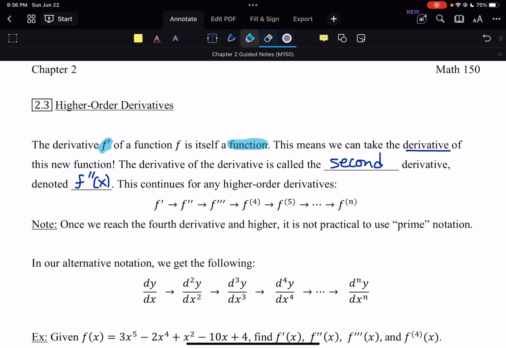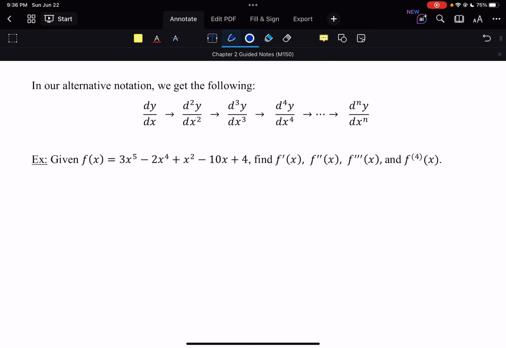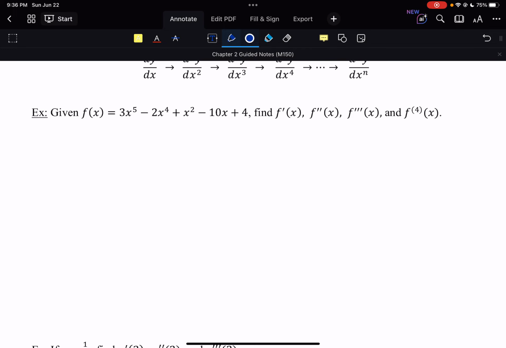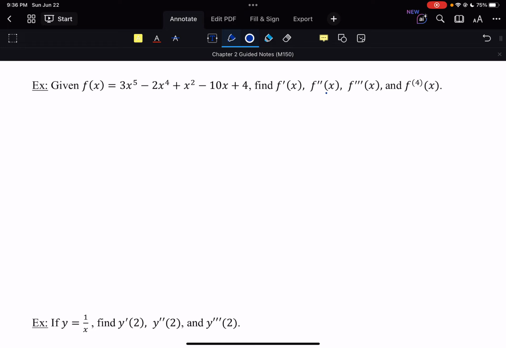So the Leibniz notation is nice. It doesn't change form, I should say, as we take higher derivatives, like the prime notation does. But the nice thing about taking higher derivatives is there's nothing different about it compared to taking first derivatives. It's not that you're taking something differently, it's just you're doing more of it. So for this example, f of x, find f prime, f double prime, f triple prime, and the fourth derivative.